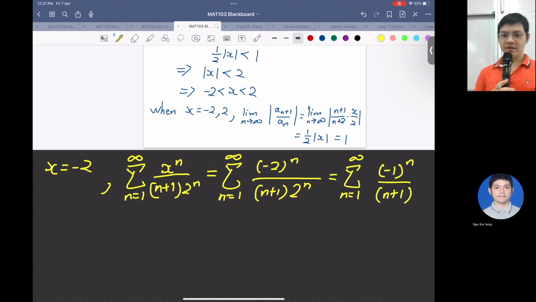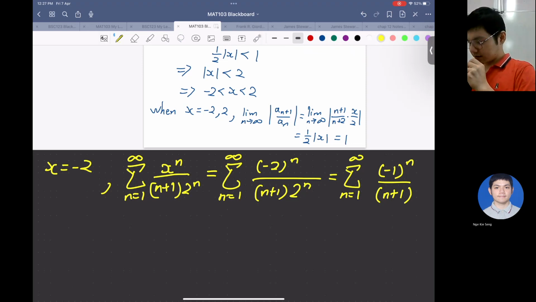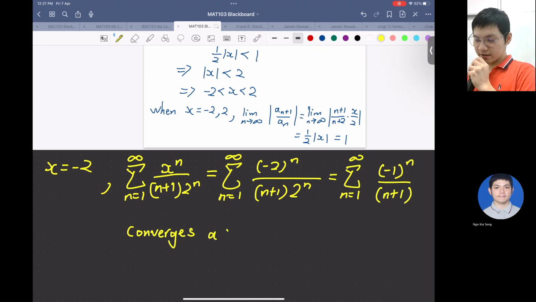So does this converge or diverge? Alternating harmonic series. If it is the harmonic series, it diverges. But the alternating harmonic series converges. So this one converges, as it is the alternating harmonic series.